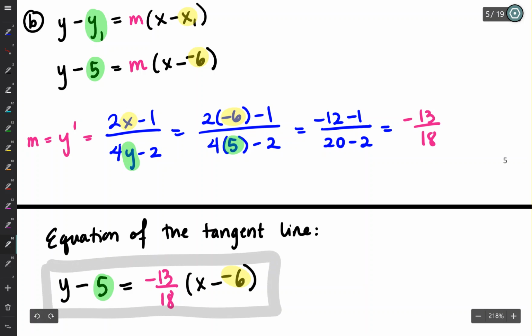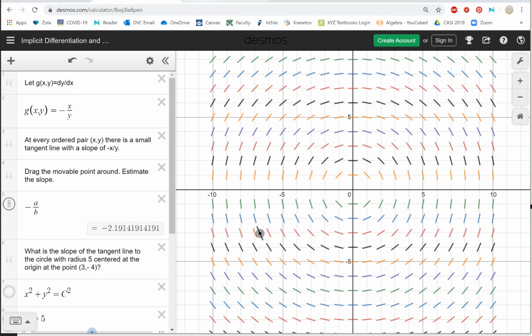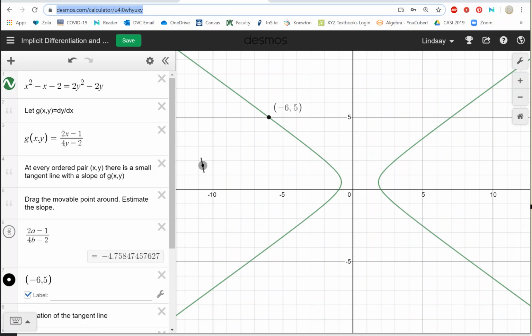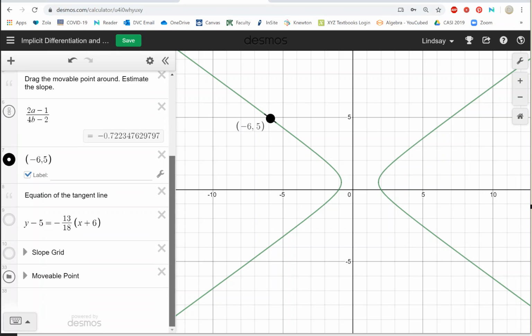Okay. Let's go ahead and see this on Desmos, that we are in fact correct. Here is my parabola, and here's the point -6, 5. The slope right here is looking like about -7.2, maybe about -3/4. In fact, what is it exactly? We know because we just solved it. It's -13 over 18. Beautiful.